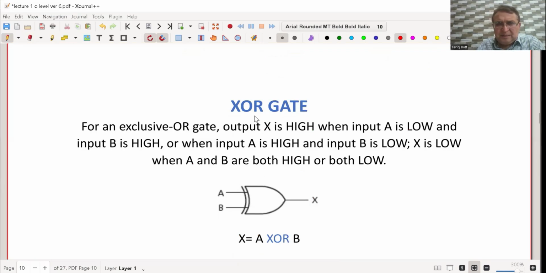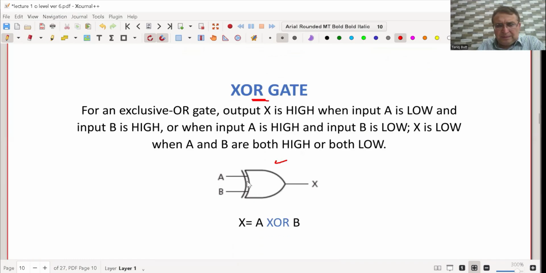Next, another gate, which is XOR, or exclusive OR gate. Its symbol is like this, OR, and along with that, a small arc. Fine. So inputs are, let's say, A and B. Output is, for instance, X.